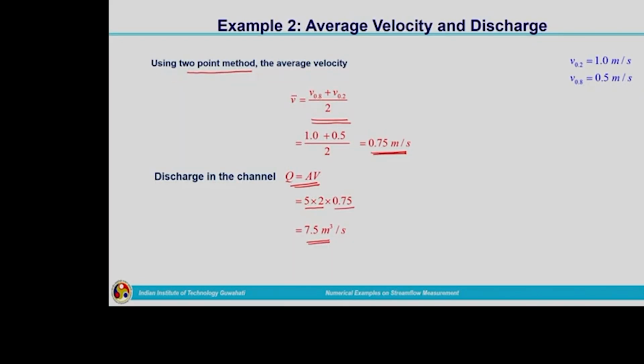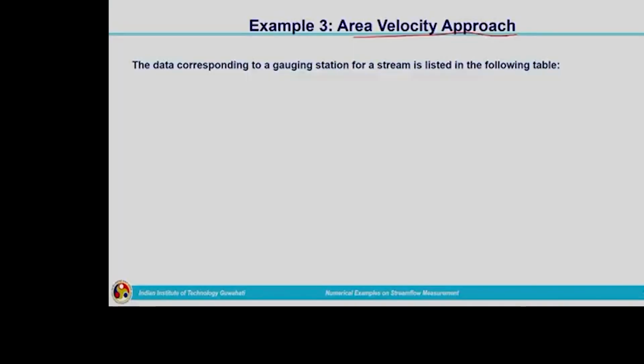So, now let us move on to the third example. Third example is based on the area velocity approach. So, this is the case with a non-prismatic channel, in which cross sectional area computation is not that easy as in the case of the previous example. So, here we will be dividing the entire cross section into different segments. After that, discharge through each segment will be computed, and finally we will be summing up individual discharges to get the total discharge.